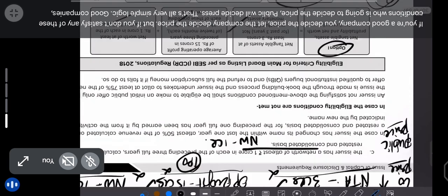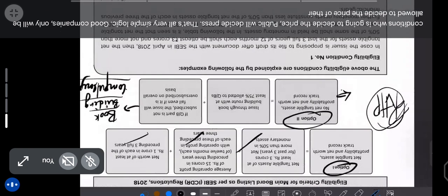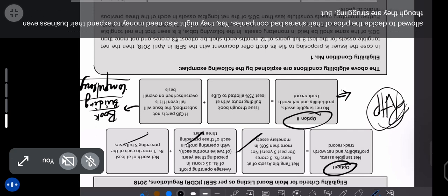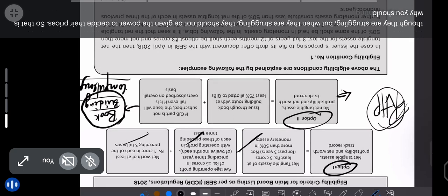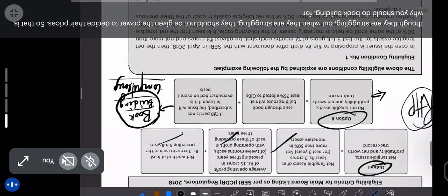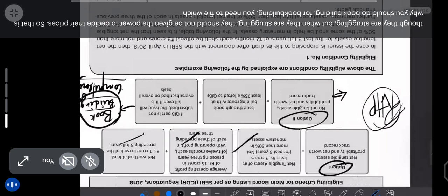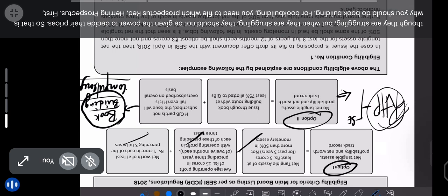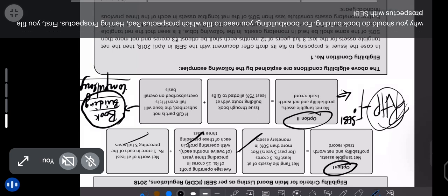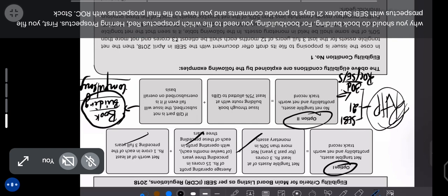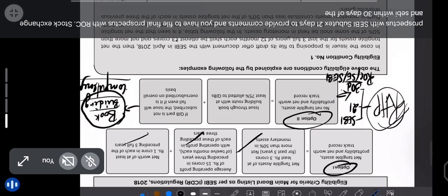Good companies only will be allowed to decide the price of their shares. Bad companies, yes, they might also need money to expand their business, even though they are struggling. But when they are struggling, they should not be given the power to decide their prices. So that is why you should do book building. For book building, you need to file which prospectus? Red herring prospectus. First, you file prospectus with SEBI. SEBI takes 21 days to provide comments, and you have to file final prospectus with ROC, Stock Exchange, and SEBI within 30 days of the draft prospectus.